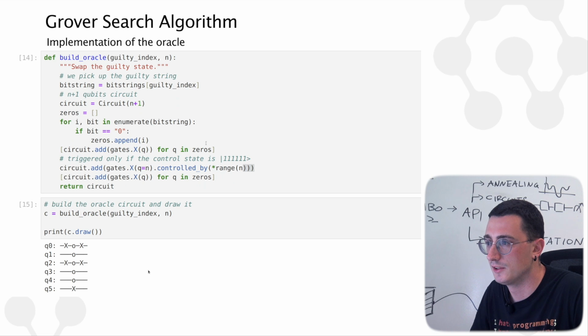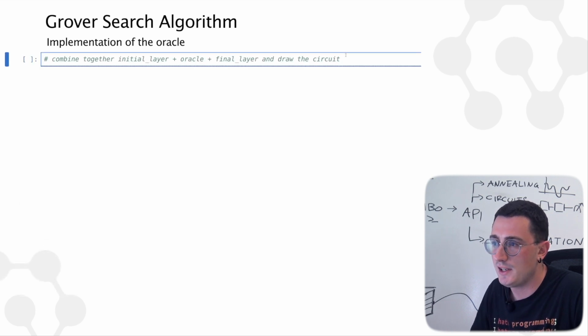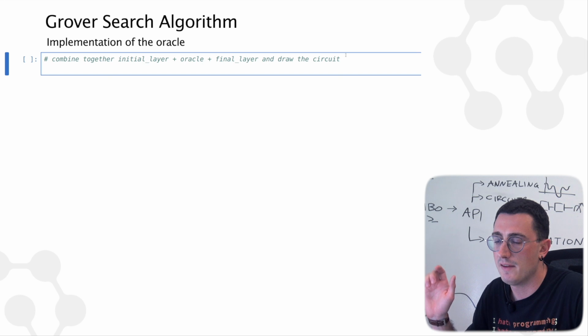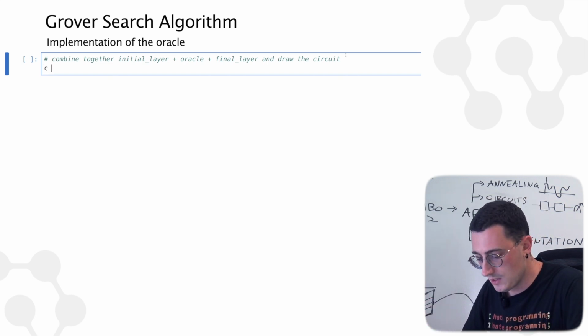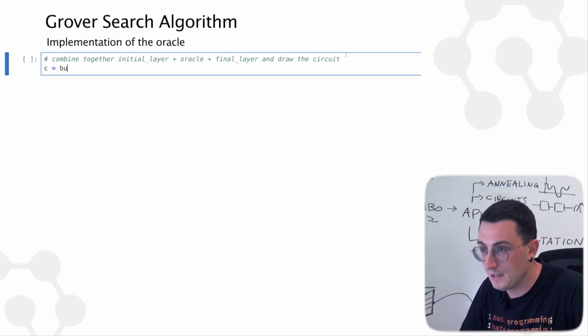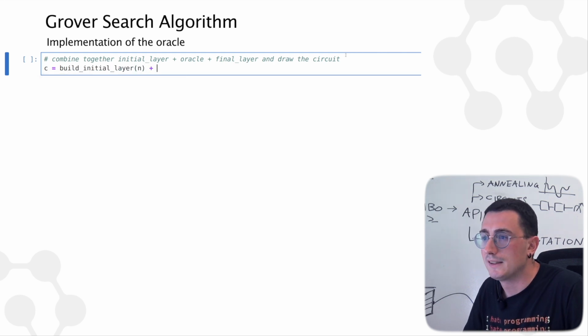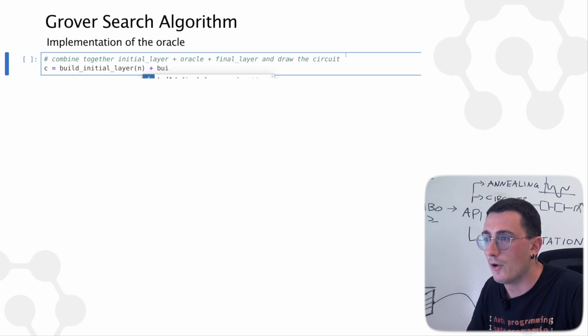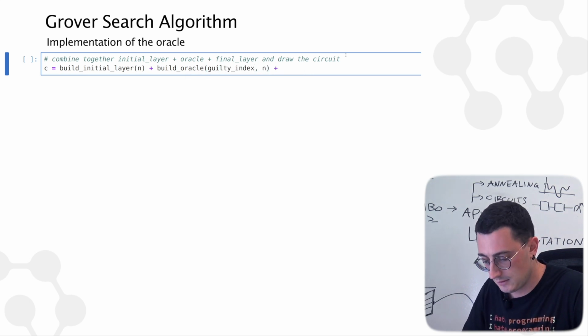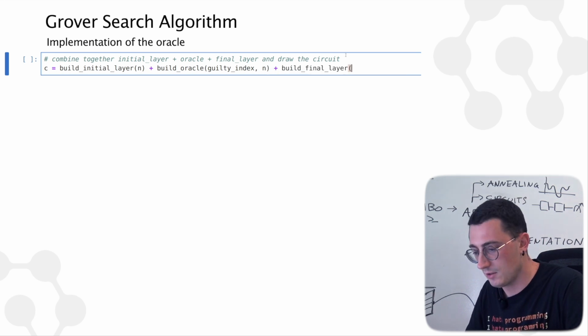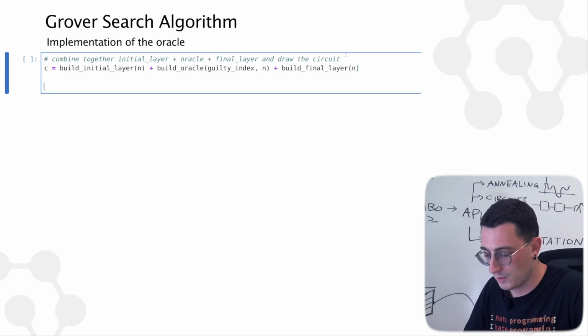Perfect. Now we can build the whole circuit involving the initial layer, the oracle, and the final layer, and we can have a look at what happens. So C now is going to be computed as build initial layer n, plus build oracle of guilty index, and then plus final layer, build final layer of n. And we can draw the circuit. C.draw.